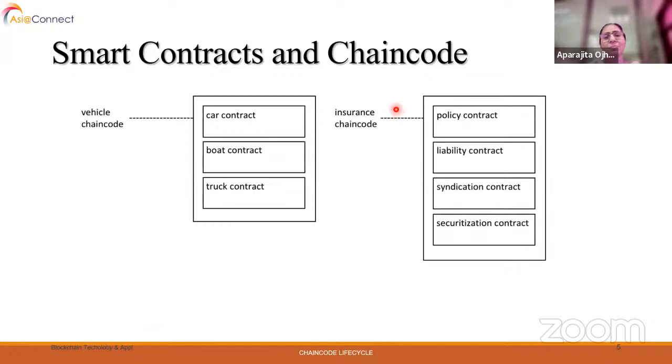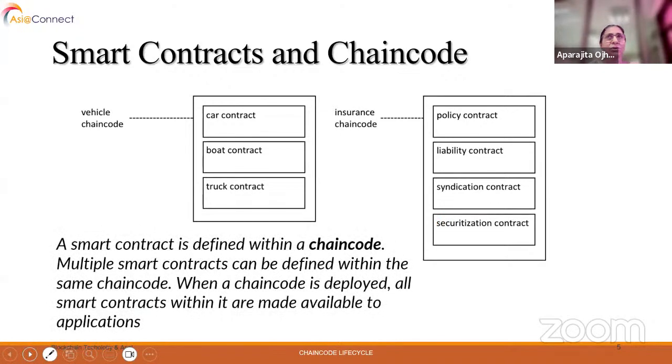So all business corresponding to insurance can be specified in terms of several contracts. That is why we can say that this is a modular kind of design, where there can be a separate contract for each of the functionality and for each of the object. Okay, this is how it happens.